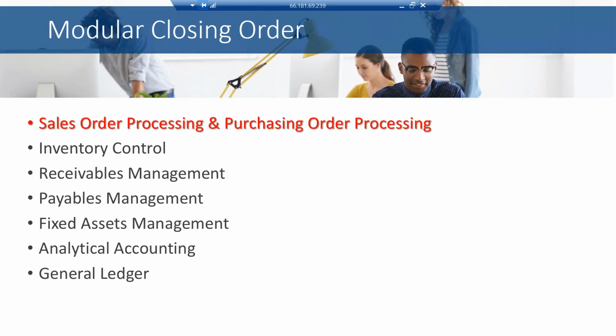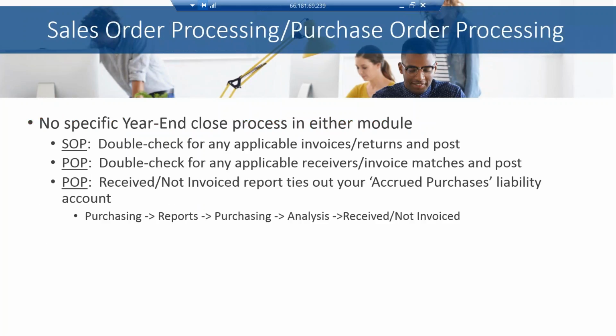We're going to start with sales order processing and purchase order processing. Like I said, there really is no specific year-end close process in either of these modules. However, as you prepare to close inventory, it's important to double check for any applicable invoices or returns and make sure they're posted in sales order processing. Also make sure that in the purchase order module you double check for any applicable receivers or invoice match transactions and make sure that those are posted.